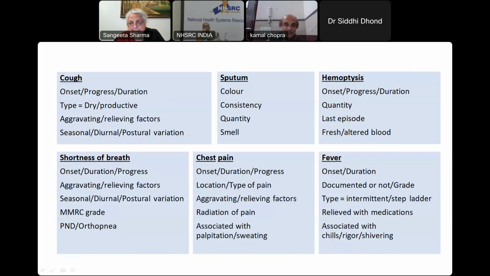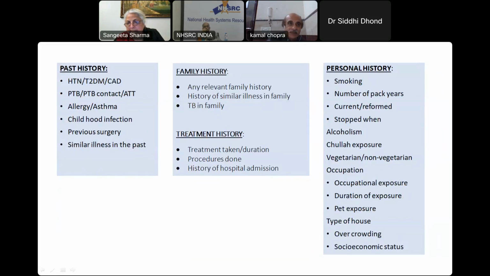Now this I have already explained. These are the common symptoms. What questions should be asked pertaining to these symptoms? Past history is important: diabetes, any cardiac event or hypertension. History of tuberculosis in the past is very important because many times residual fibrosis is there upon which superadded infection can occur. Past history of allergy or asthma in childhood is important, as is any similar type of illness when the patient presents. So these are all points to be taken in history.